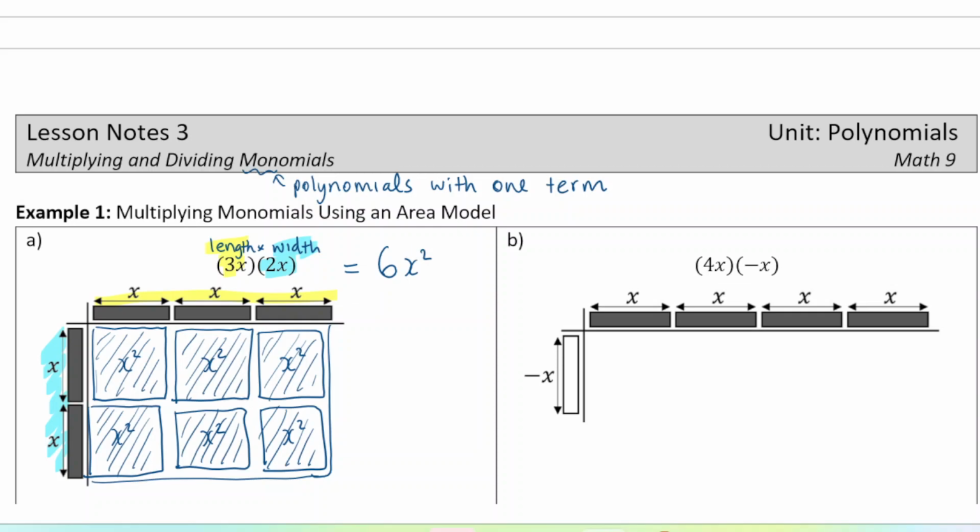So essentially what you end up doing when you multiply, the rule is you're going to multiply the numbers together, 3 times 2 is 6, and multiply the variables together. x times x makes x squared. Okay, let's try another one.